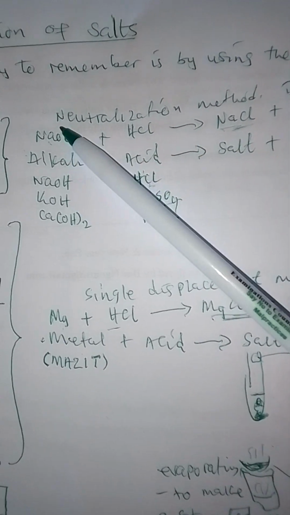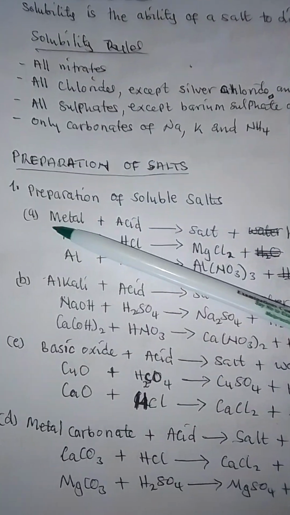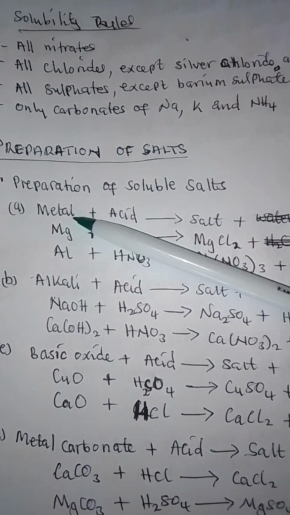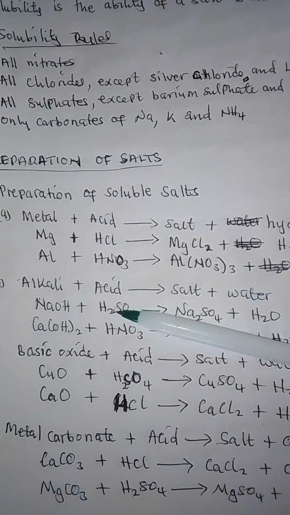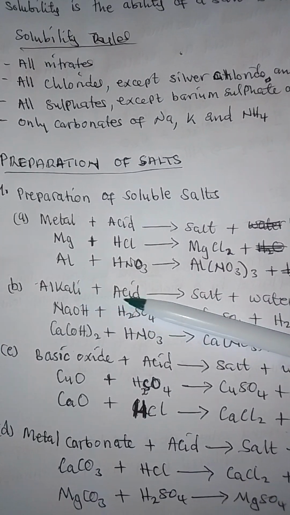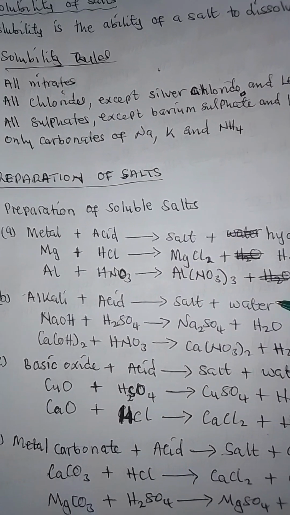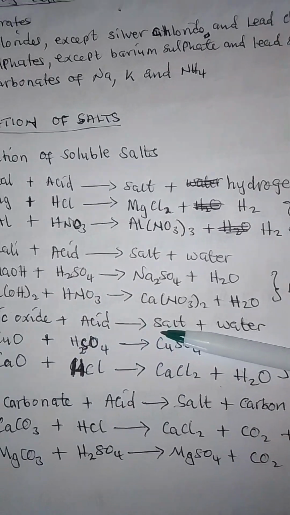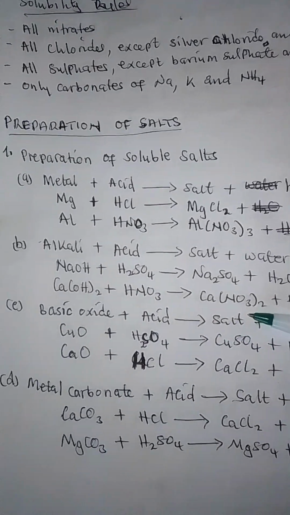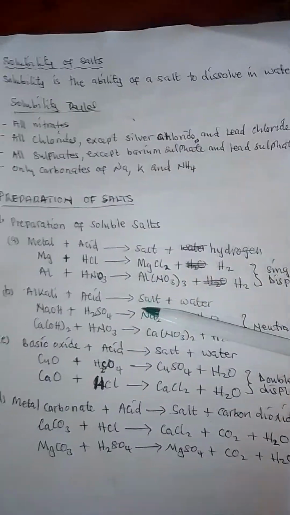Number one, to summarize them, I can bring another paper to summarize them. That preparation of soluble salts, as you can see, is metal plus acid will give you salt plus what? Hydrogen. Then alkali plus acid will give you salt plus what? Water. Then basic oxide plus acid will give you salt plus what? Water. I'll send you these notes here.